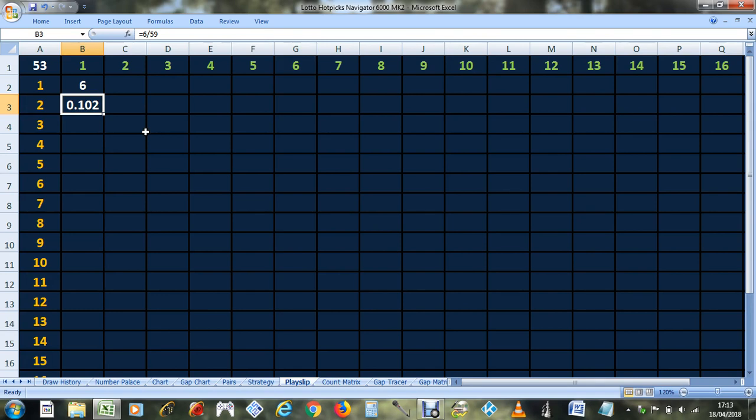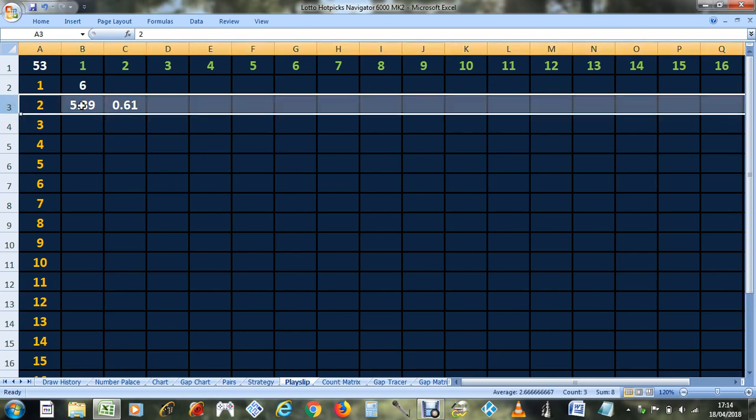Now we multiply this by how many numbers are in each square. So there's 53 numbers that could end up in this square, and there are only 6 numbers that could end up in this square. So now we have the probabilities of how many numbers are going to end up in these next 2 squares in draw number 2.